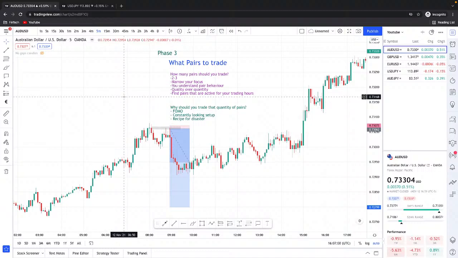And the people who trade 15 or 20 pairs are constantly looking for a setup. I know people who take 10 to 15 trades in a week, which is insane. Ten to fifteen trades in a week, and you are risking 15% in risk. No, no, no, no, no.